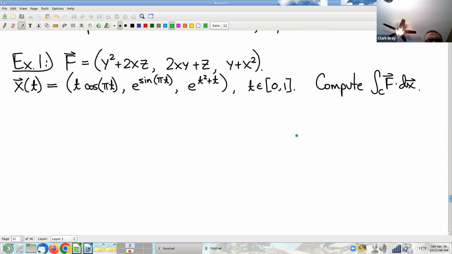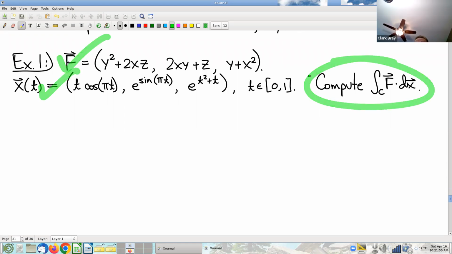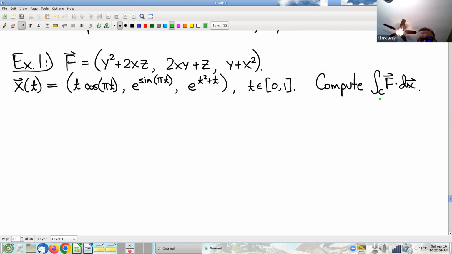We've got a vector field given. We've got a curve parameterized. We're asked to compute a line integral. Now, the instinctive first thought that might occur to you here is, hey, I've got a parameterization. I can pull back through the parameterization. In other words, I can plug and chug. And I suppose you could do that. That's not going to be a good choice here. And you can see why.